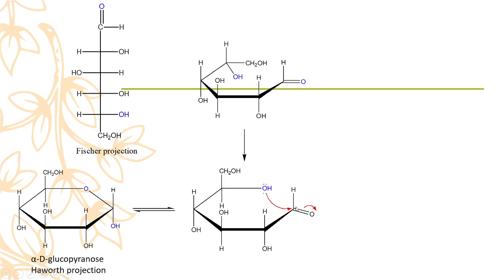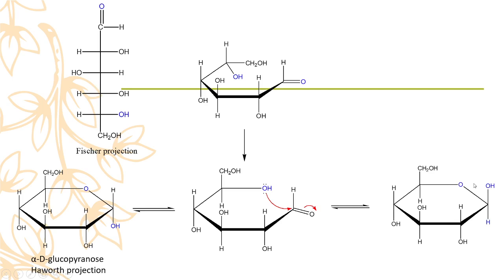But this OH can also be cis to this oxygen. Hence we write the structure like this. If the OH and this oxygen are cis, then it will be beta D-glucopyranose Haworth projection. So it may be beta D-glucopyranose or alpha D-glucopyranose. The only difference is, if it is trans, then it is alpha. If it is cis to this oxygen, then it will be the beta D-glucopyranose Haworth projection.